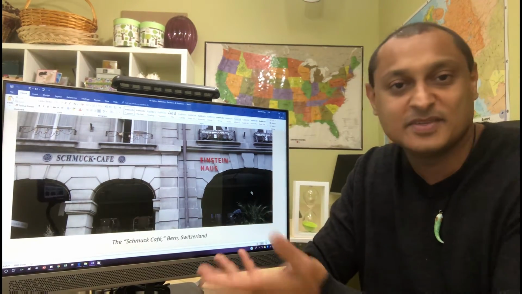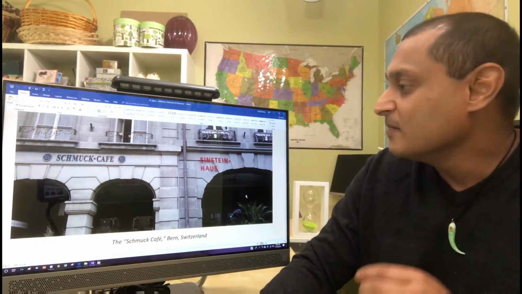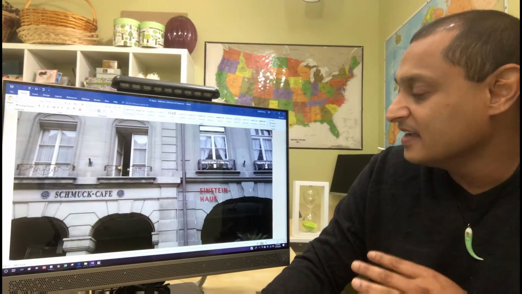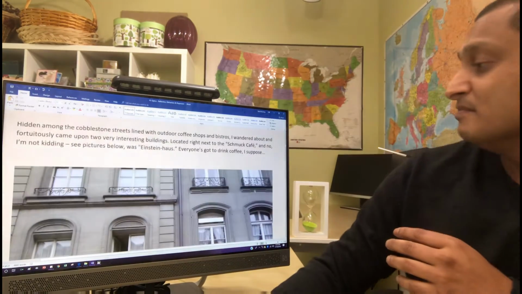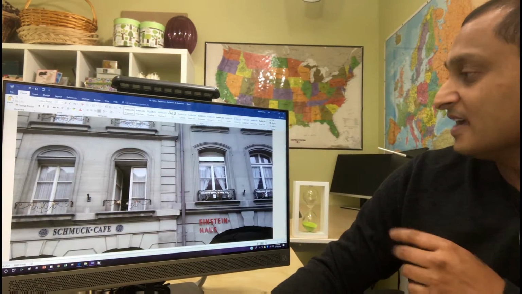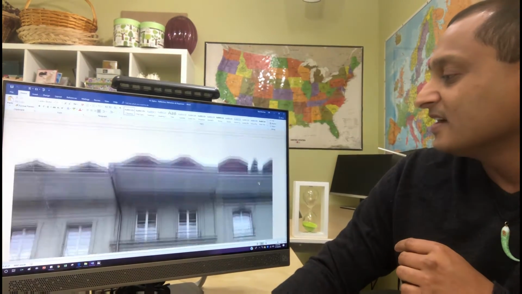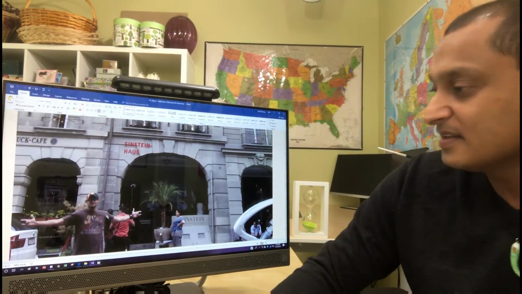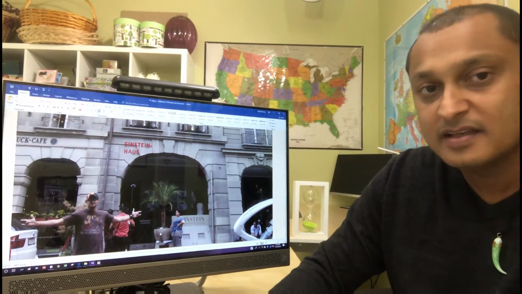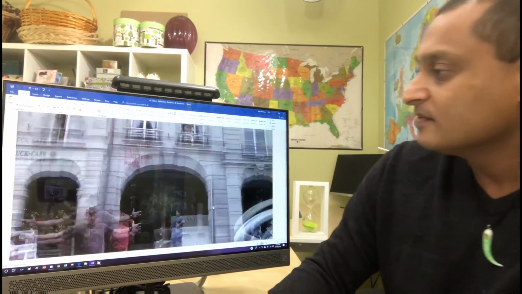I'm not making this up. It's the Schmuck Cafe. Everyone's got to drink coffee, I guess. In any event, this is where Einstein lived in his mid-20s. In particular, in this Einstein House, if I were to scroll down, well, that's me enjoying my time there in Bern, getting a coffee from the Schmuck Cafe. I guess it was appropriate for me.